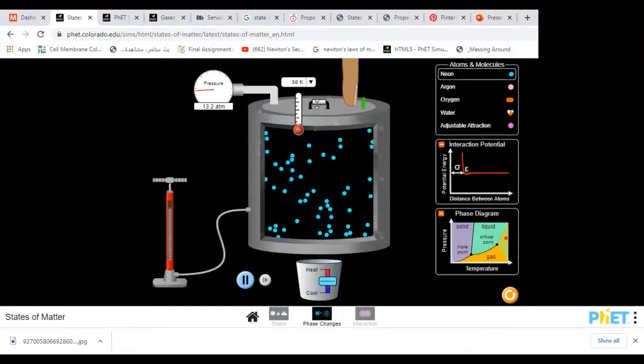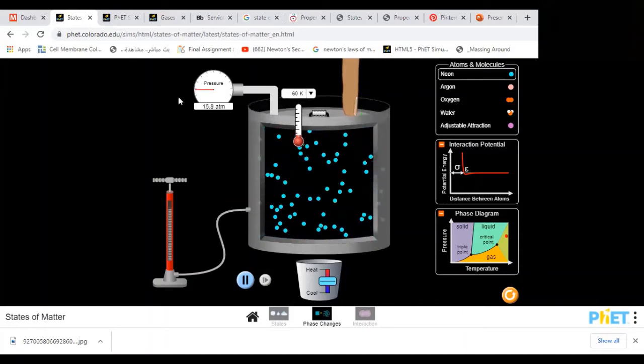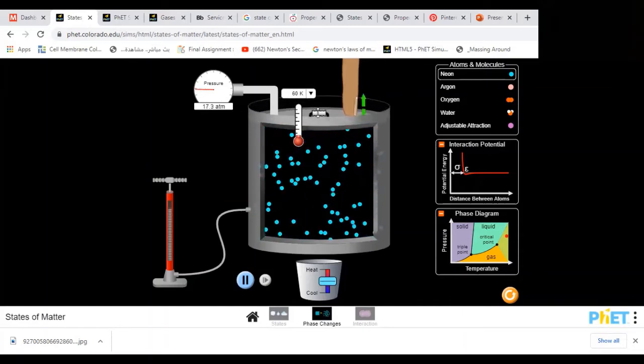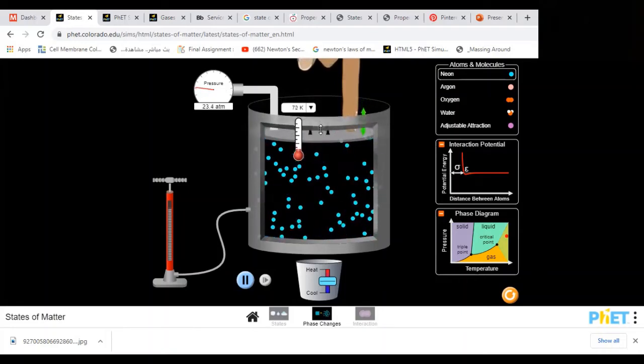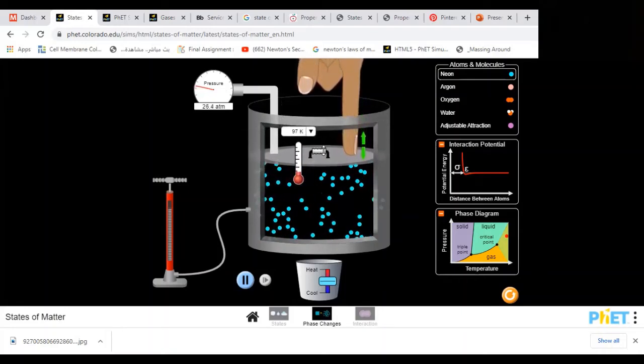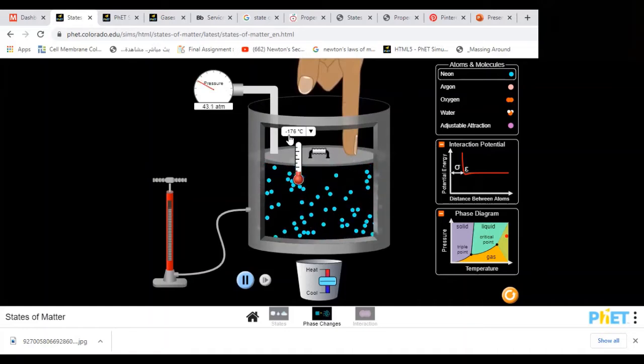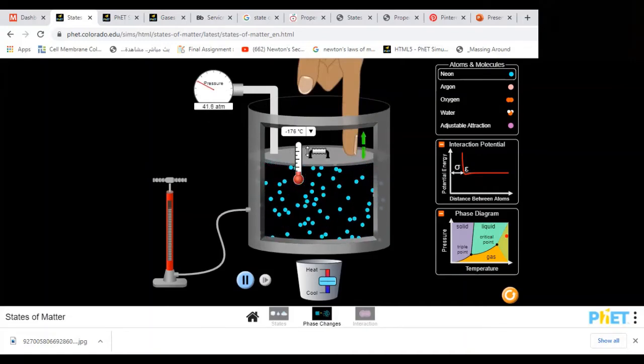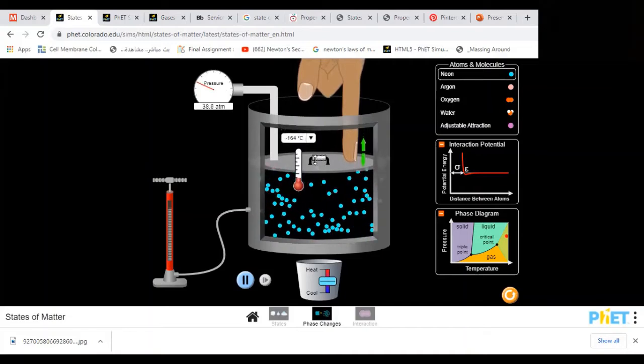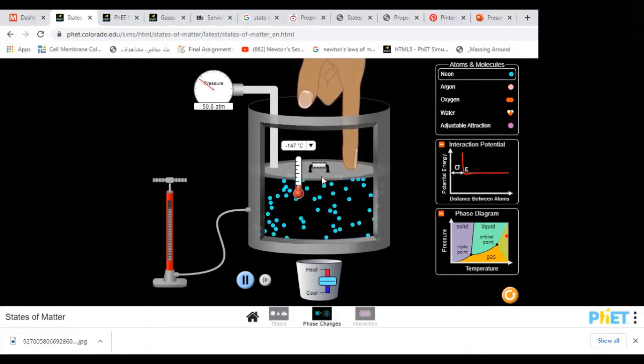Let's do it again. This is gas, okay? See the gauge here. Keep an eye on the atmosphere, on the pressure. I'm just decreasing the volume. See? I didn't change the temperature. The temperature is 97 Kelvin, or in degrees Celsius, negative 176 degrees Celsius. This is the neon. The pressure is increasing, becoming more, by decreasing the volume.